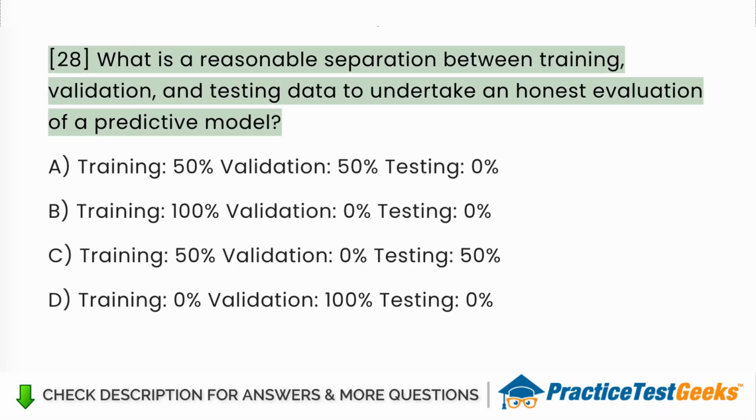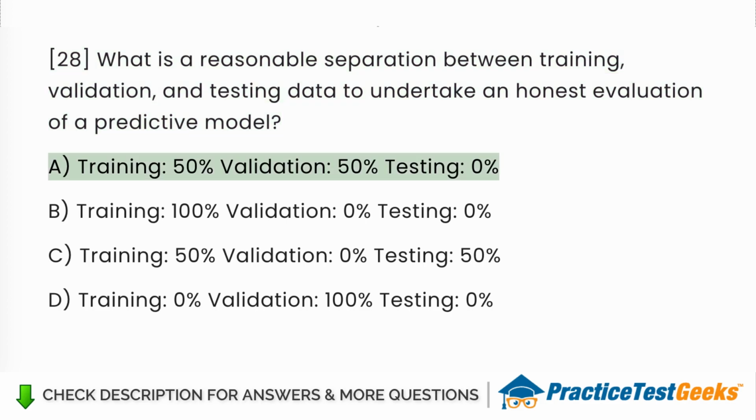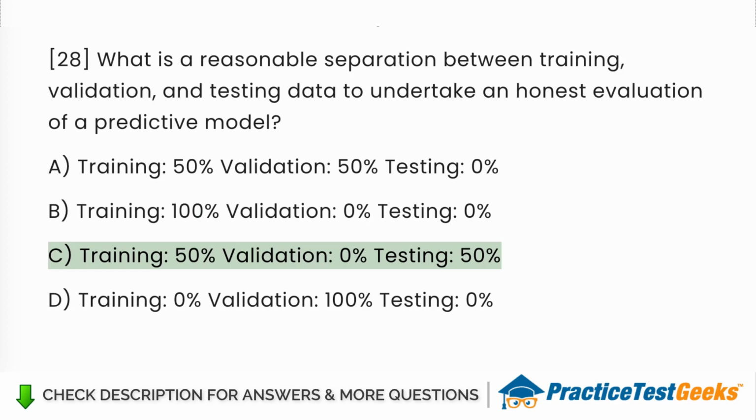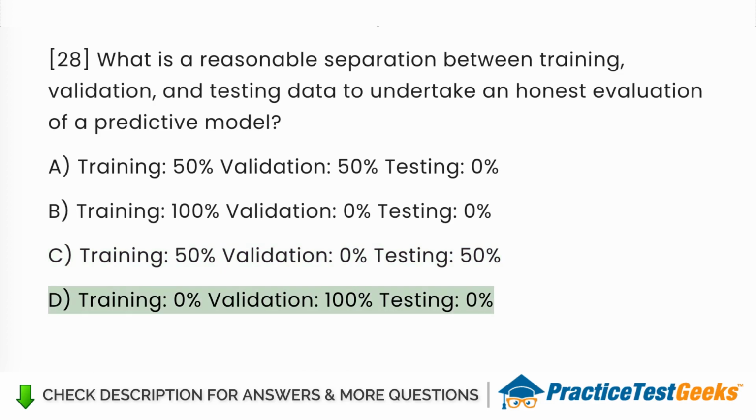What is a reasonable separation between training, validation, and testing data to undertake an honest evaluation of a predictive model? A. Training 50%, validation 50%, testing 0%. B. Training 100%, validation 0%, testing 0%. C. Training 50%, validation 0%, testing 50%. D. Training 0%, validation 0%, testing 100%.